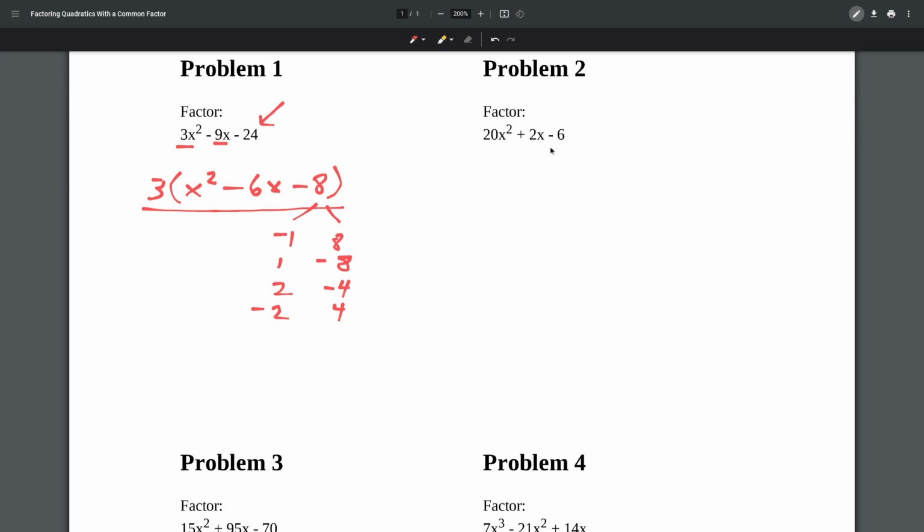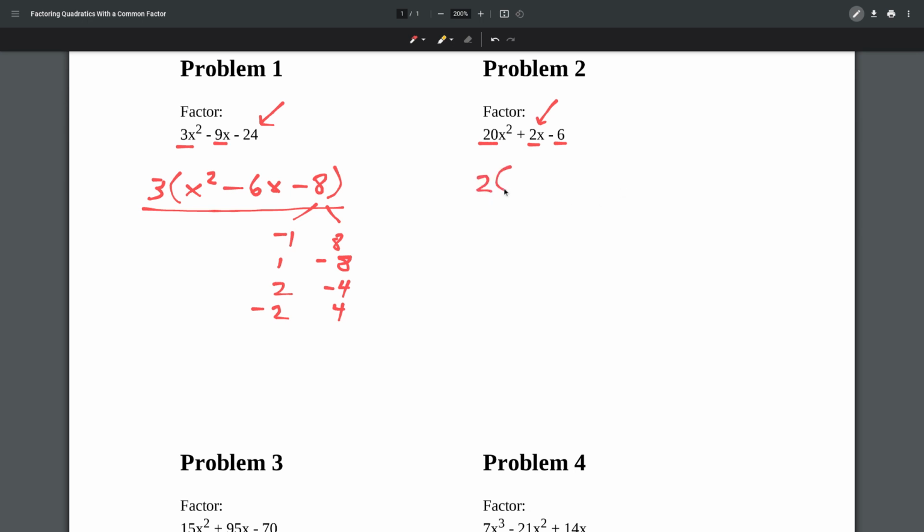Okay, let's look at this next one. We have 20x squared plus 2x minus 6. Okay, well, we look at this and these are all even numbers, right? And so we can at least divide this by 2. And if I look at the coefficient in front of x, the 2 there, I note that I can only divide that by 2. I can't divide that by 4 or 6. So I'm going to divide out a 2 here.